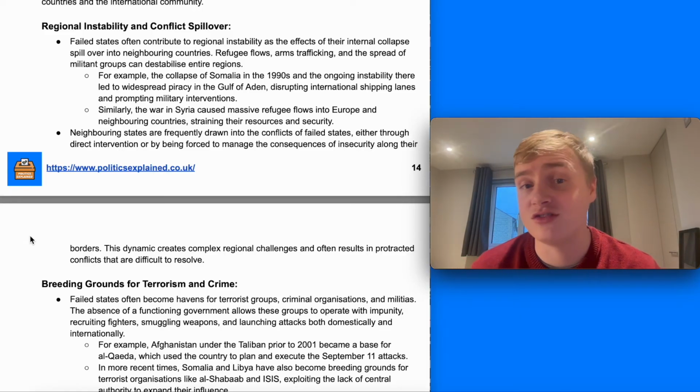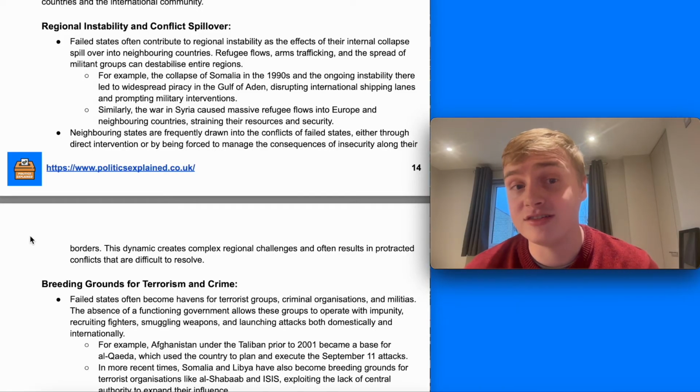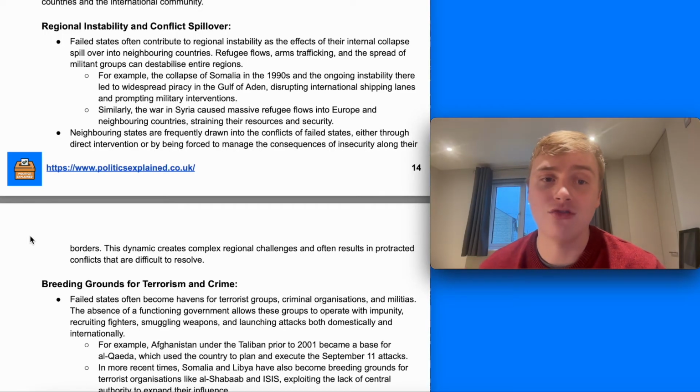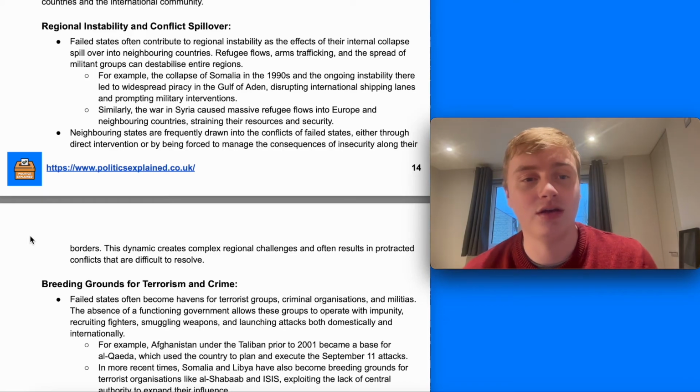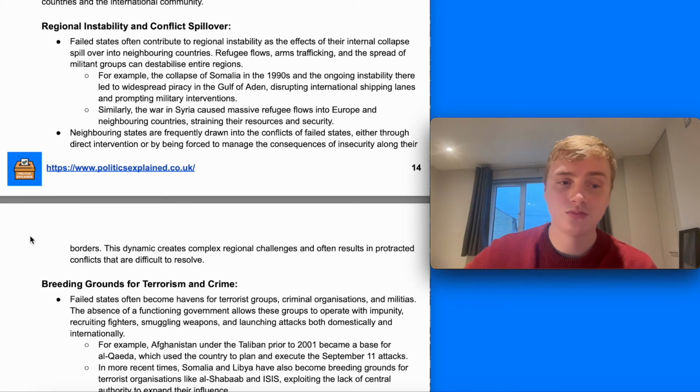For example, the collapse of Somalia in the 90s and the ongoing instability there has led to widespread piracy in the Gulf of Aden, disrupting international shipping lanes and prompting military interventions, while we saw huge refugee flows resulting from the Syrian civil war.